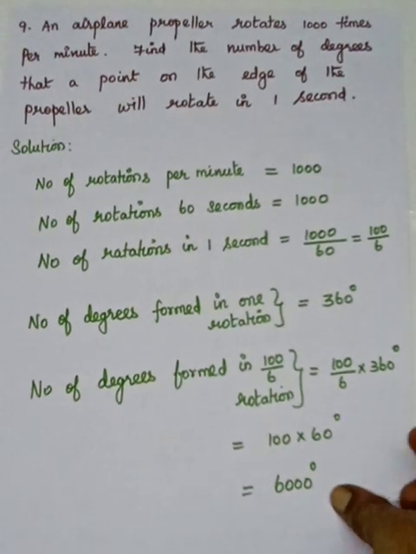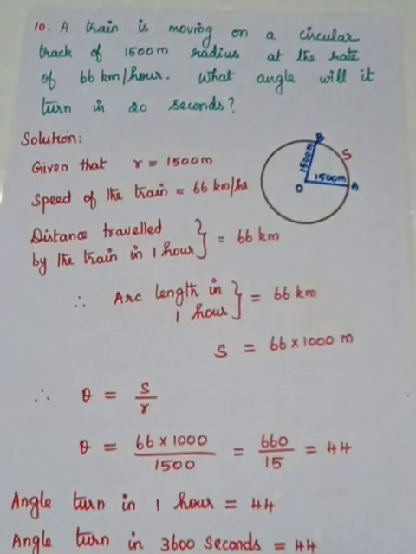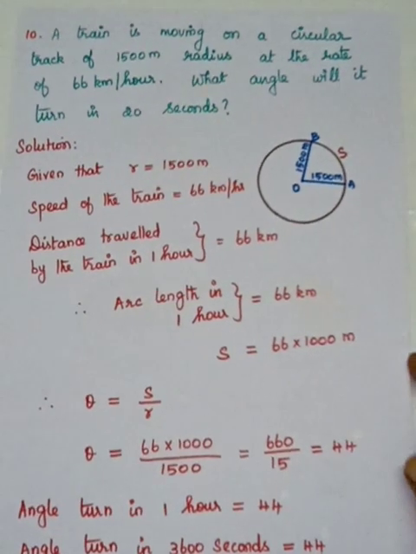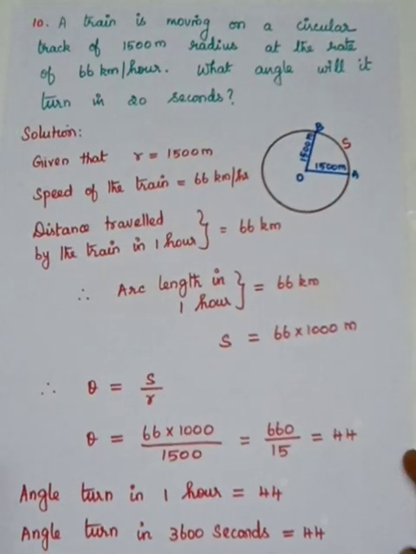Okay, so come to the next problem, that is the 10th problem. So what is it? A train is moving on a circular track of 1500 meter radius at the rate of 66 km per hour. What angle will it turn in 20 seconds?